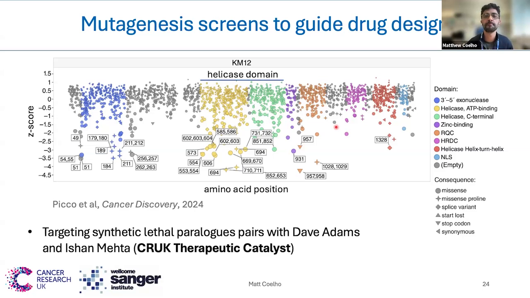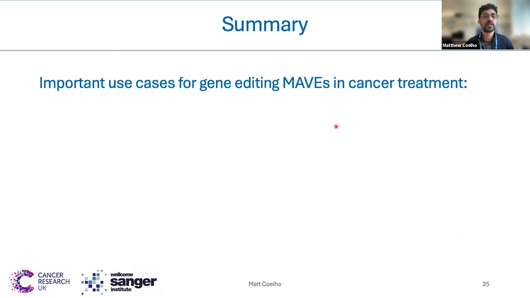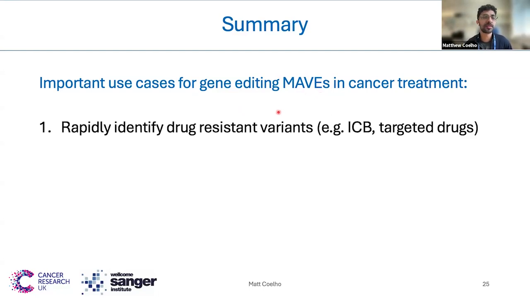So just to summarize now, essentially what the use of these gene editing screens, and we call them multiplexed assays of variant effect, or MAVEs, just to show you the use of these multiplexed assays of variant effect in cancer diagnosis and treatment. Hopefully I've shown you that we can use base editing and prime editing to identify very rapidly drug resistance variants in cancer to immune checkpoint blockade, so these immunotherapies, but also targeted drugs. And so that could have a step change in how we look at resistance, because at the moment it's very retrospective.